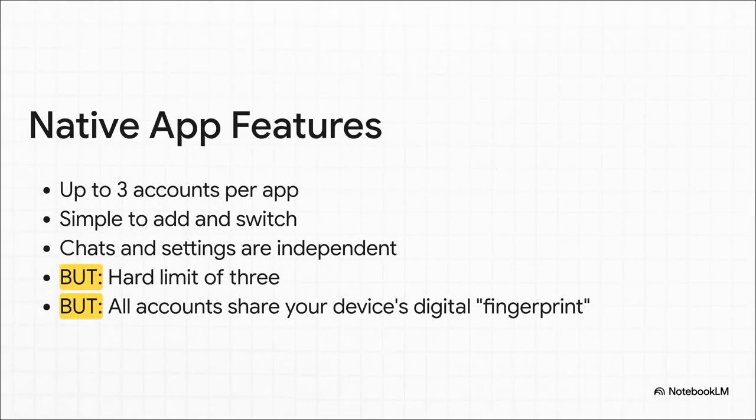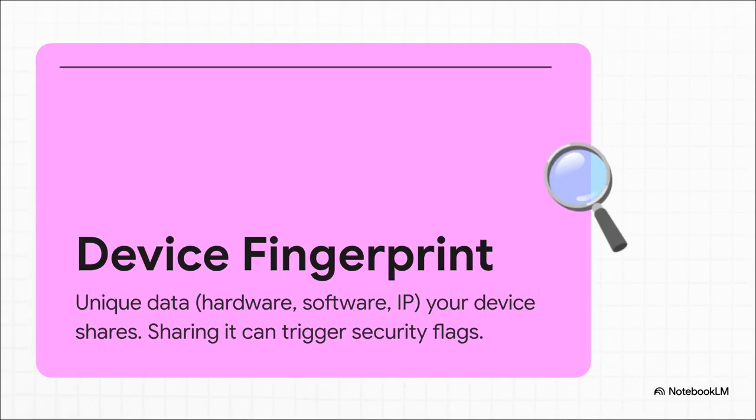Look, the official apps are pretty convenient, at least for starters. Adding and switching between those first few accounts is simple, but you hit that 3-account wall and you hit it fast. The bigger issue, though, the one we really need to pay attention to, is security. All 3 of those accounts are tied to your one device. That means they're all creating a single shared digital fingerprint that platforms can track. And that's a problem. So what exactly is a device fingerprint?